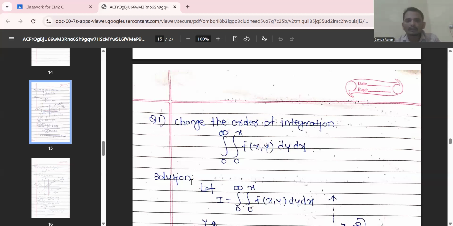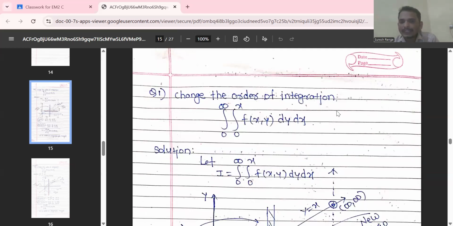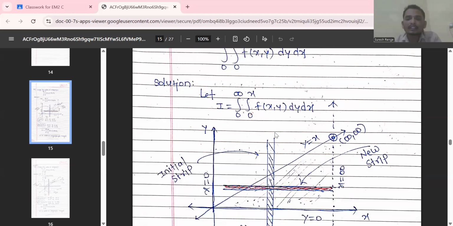This is a question. We want to change the order of integration, that is, in the integration from 0 to infinity, 0 to x, f of x, y, dy dx. Now we want to change the order. First, write down that integration as it is.